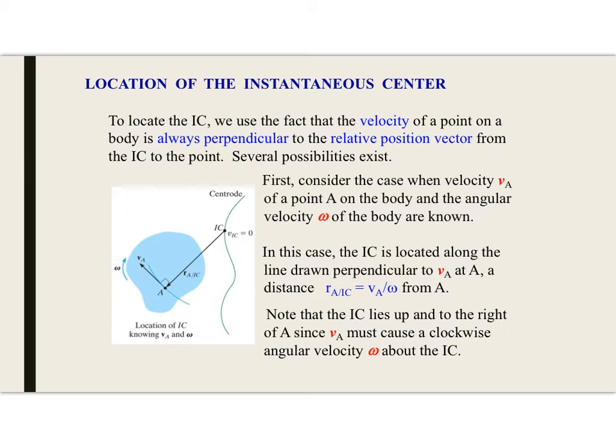So one of the things to keep in mind is, of course, omega is going to have a sense, and so the orientation of where the instantaneous center will be is going to be determined by the direction of the velocity and also the direction of the angular velocity, so that they have to be consistent.